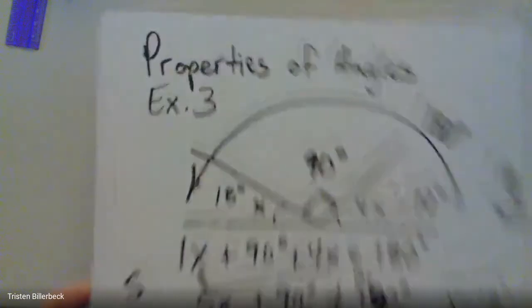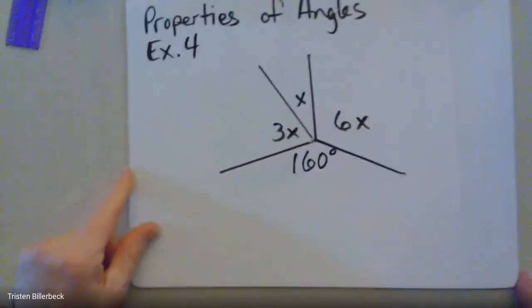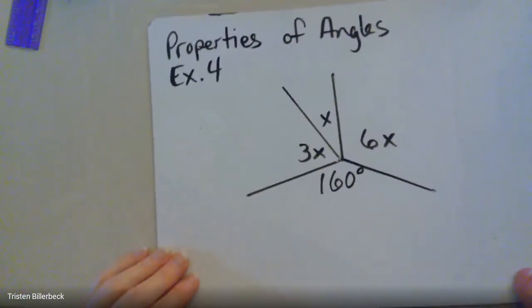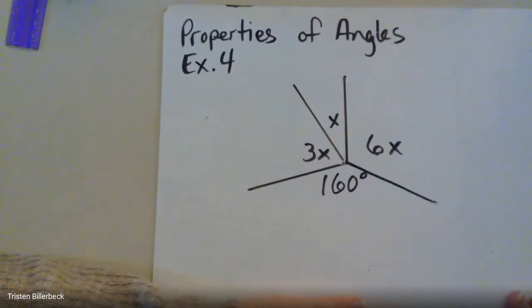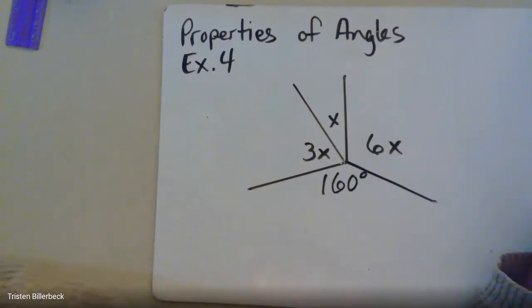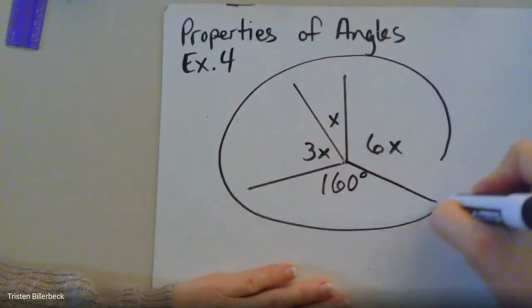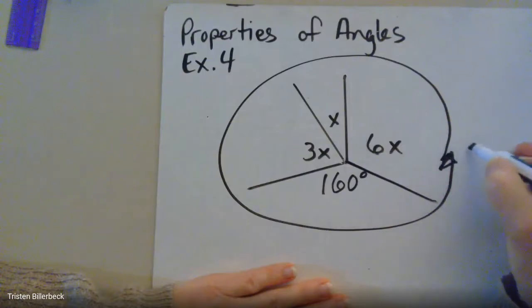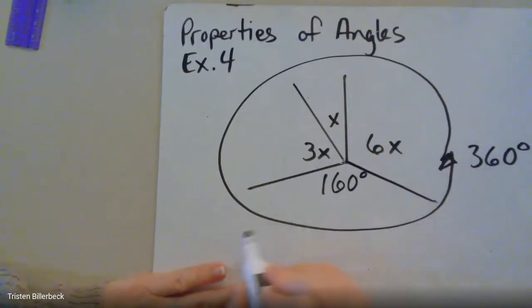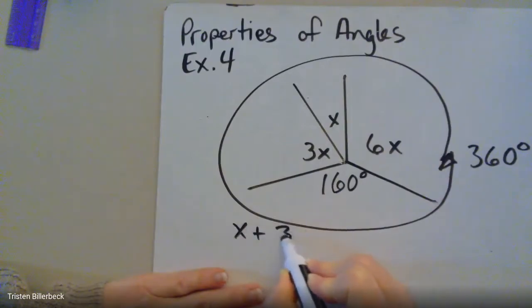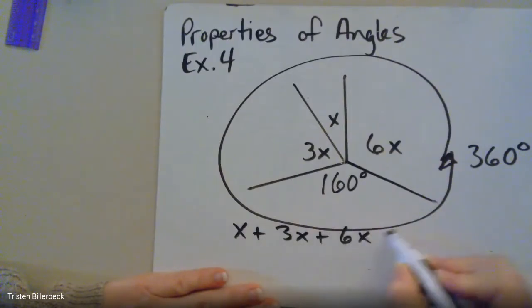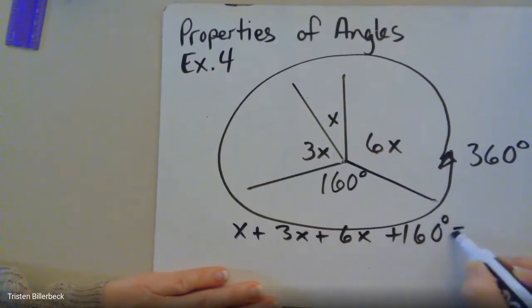All right, let's look at the next example. No more straight angles here. We're doing a circle. How many degrees are in a circle? That would be right if you thought 360 degrees. So we're looking at 360 degrees all the way around. So we're going to add x plus 3x plus 6x plus 160 equals 360 degrees.